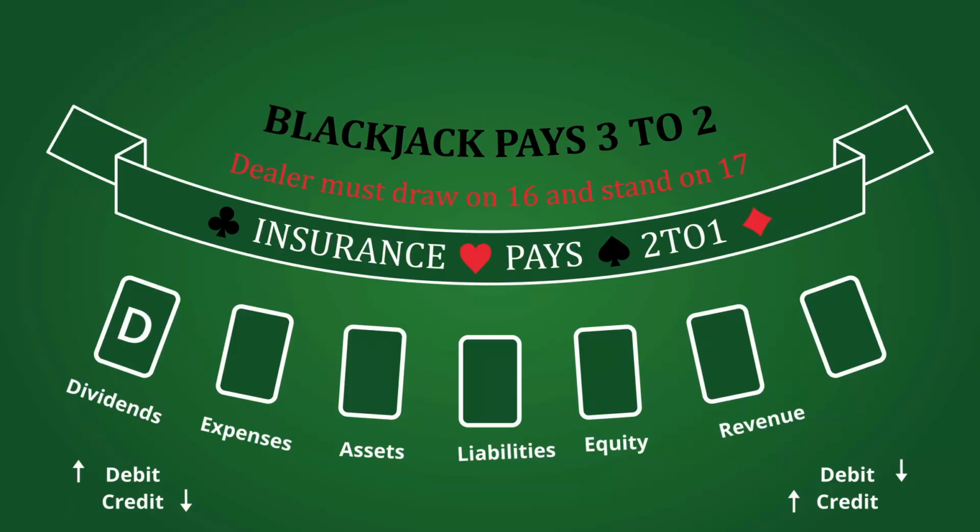There's 6 letters I want you to remember. DEA-LER. Dividends, expenses, assets, liabilities, equities, revenue, dealer. This mnemonic helped me when I was in Accounting 101. Still helps me today, and I'm sure it's going to help you. So how we use this is we split it down the middle. A debit is going to increase your dividends, expenses, and assets, and a credit will decrease it. We're going to flip that around for liabilities, equity, and revenue. Your debit will decrease these accounts, and a credit is going to increase these accounts.